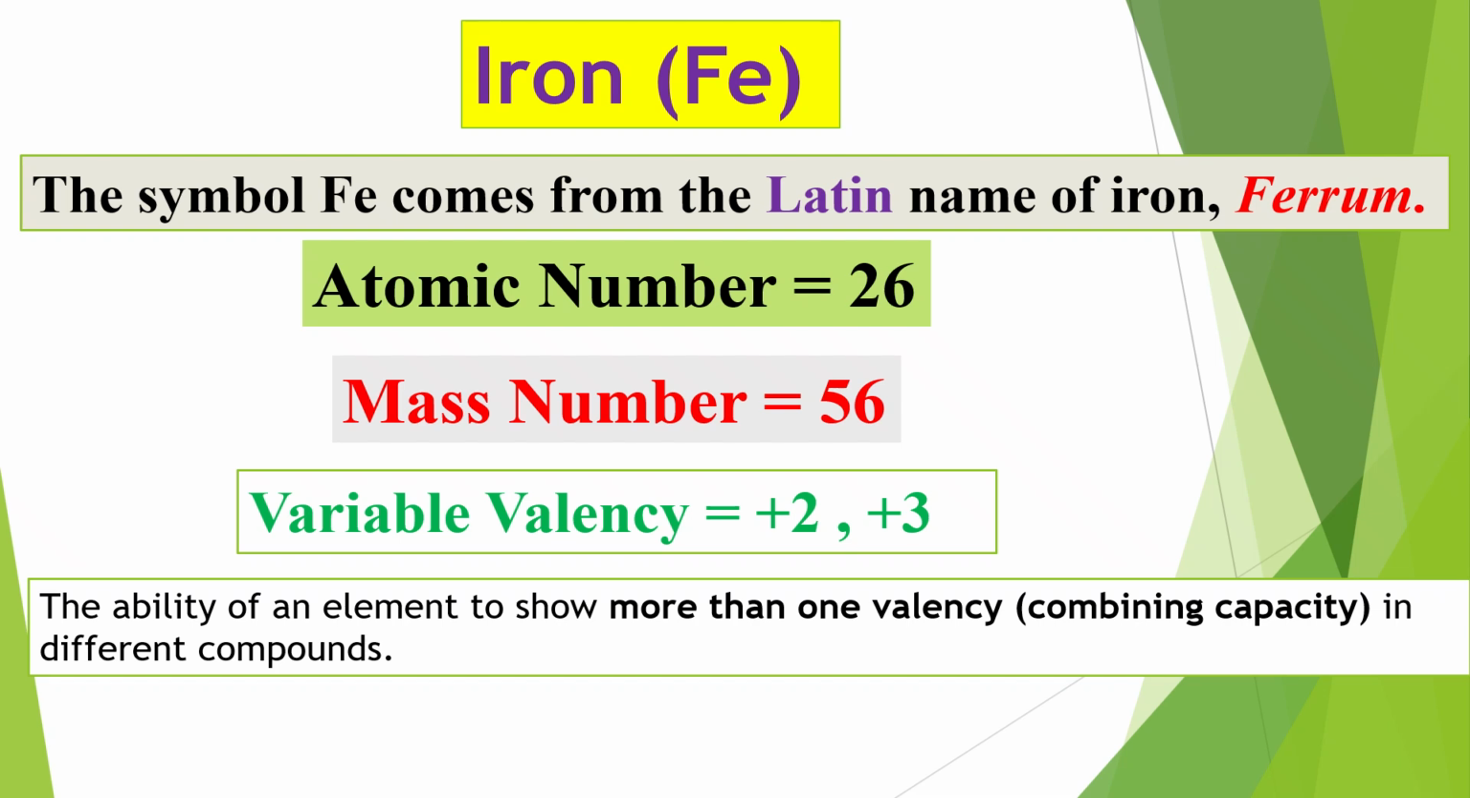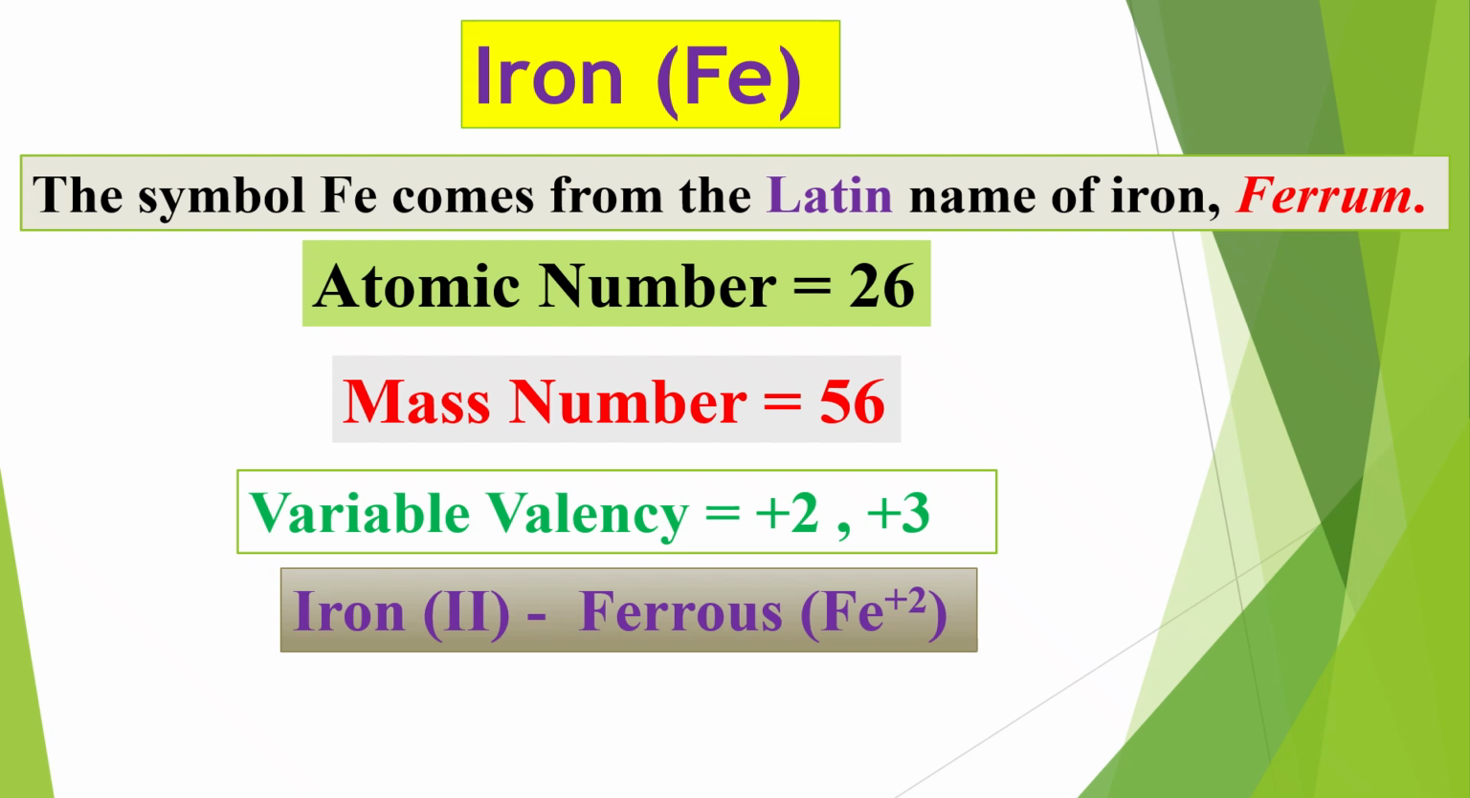What is valency? Valency means the combining capacity of an atom of an element. What is variable valency? Means the ability of an element to show more than one valency in different compounds. We can call it variable valencies. So iron shows +2 as well as +3.